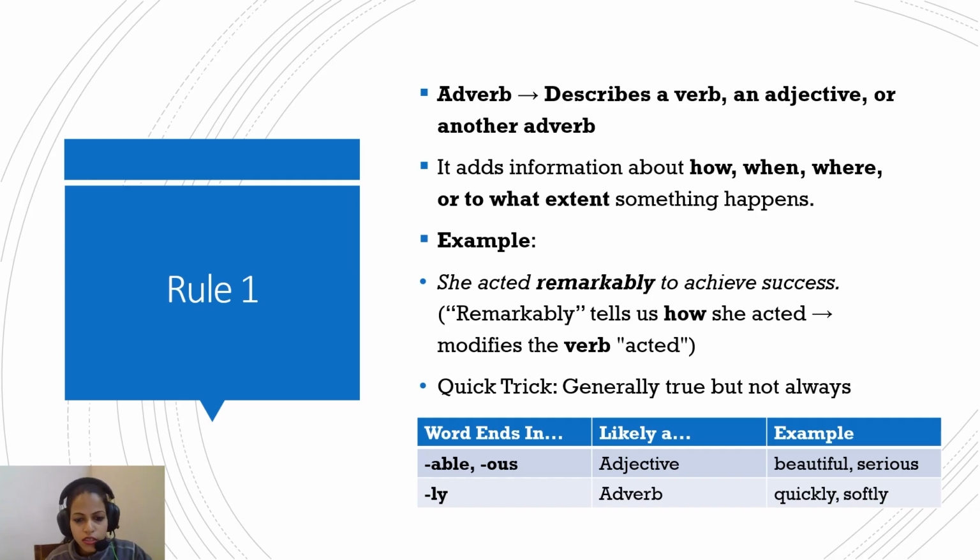Okay. So here is a quick trick to identify what an adjective is and what an adverb is, but be mindful of the fact that it is generally true, but it is not always true. If the word ends with able, ous, or us, then most likely it is an adjective. Or if it is ending with ly, it is more likely an adverb. Like quickly, softly, or an adjective like beautiful, serious. But take this with a pinch of salt because it is not true always. It is generally true, but not always. So just remember this with this caution.